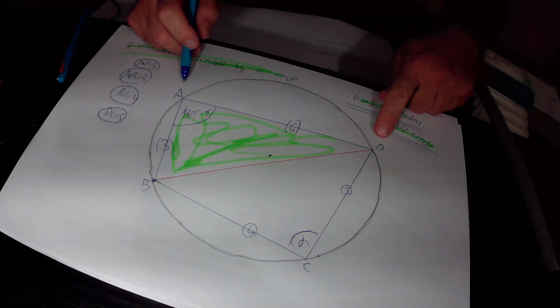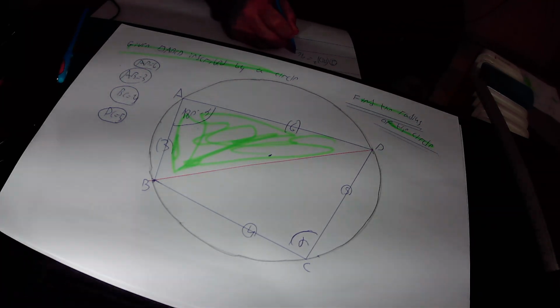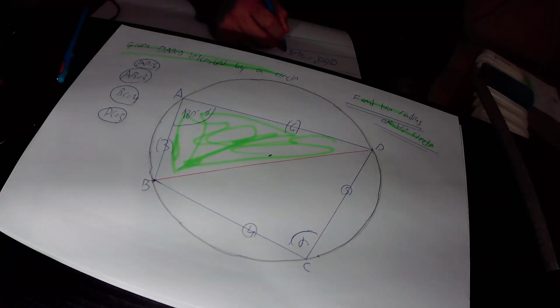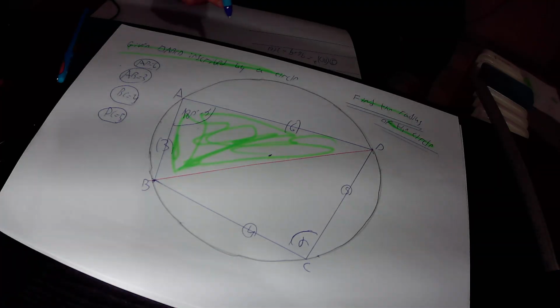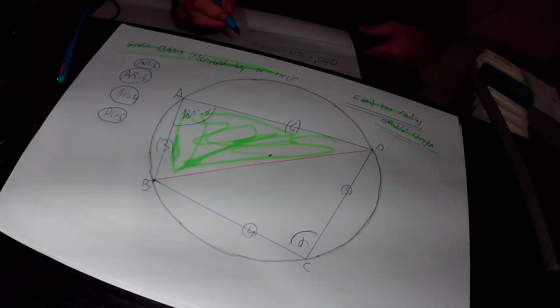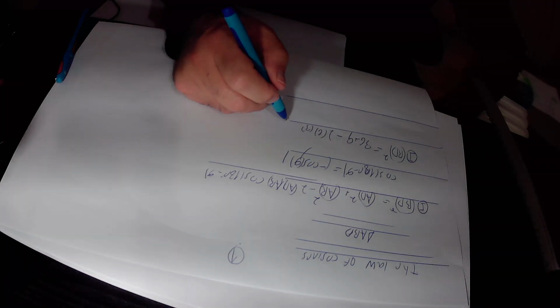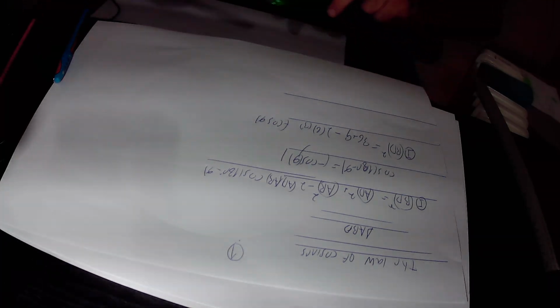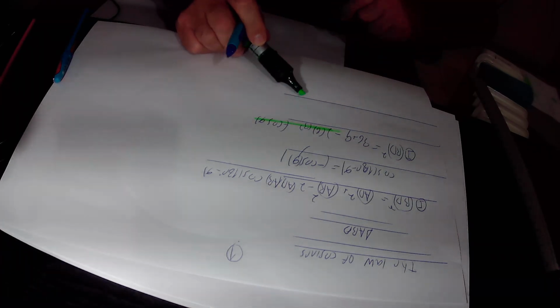AD is 6, therefore AD squared is 6 squared, that is 36. Plus AB squared. AB is 3, therefore AB squared is 3 squared, that is 9. Minus 2 times AD, which is 6, times AB, which is 3, times cosine 180 degrees minus alpha, which is minus cosine alpha. In this expression we have minus times minus, which is plus. So this is a positive expression.